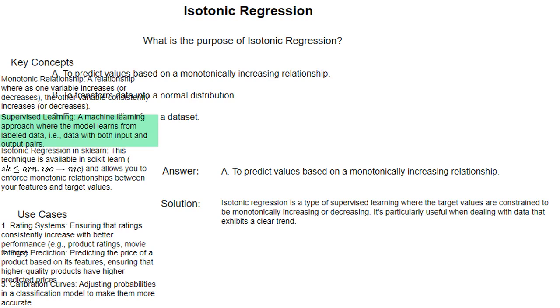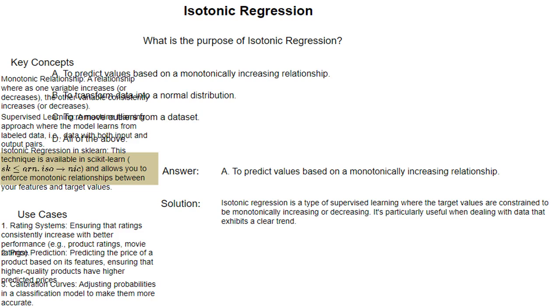Supervised learning is a machine learning approach where the model learns from labeled data, i.e., data with both input and output pairs. Let's say we want to train a model to predict house prices based on factors like size, location, and number of bedrooms. We feed the model data where each instance includes these features as input and the corresponding house price as output. This is supervised learning because the model learns the relationship between features and prices from the labeled examples.